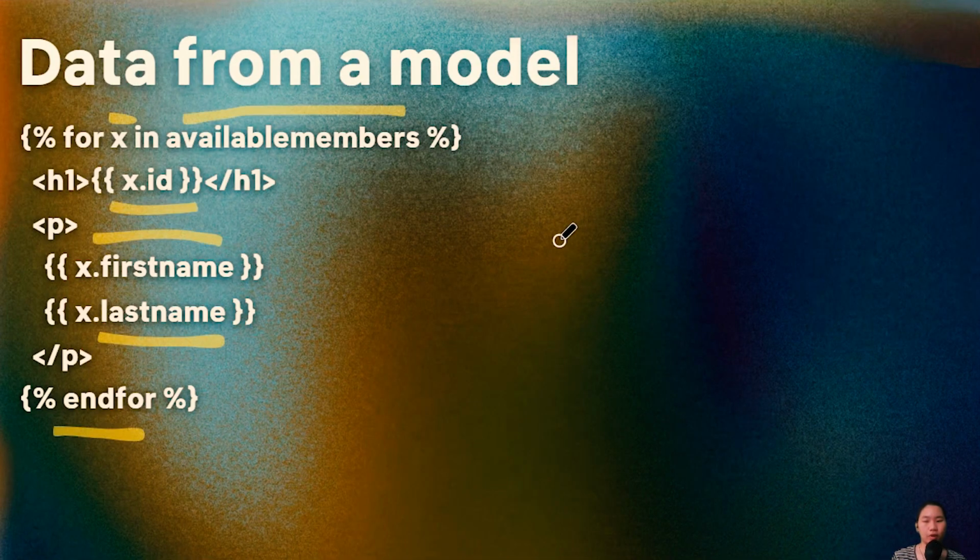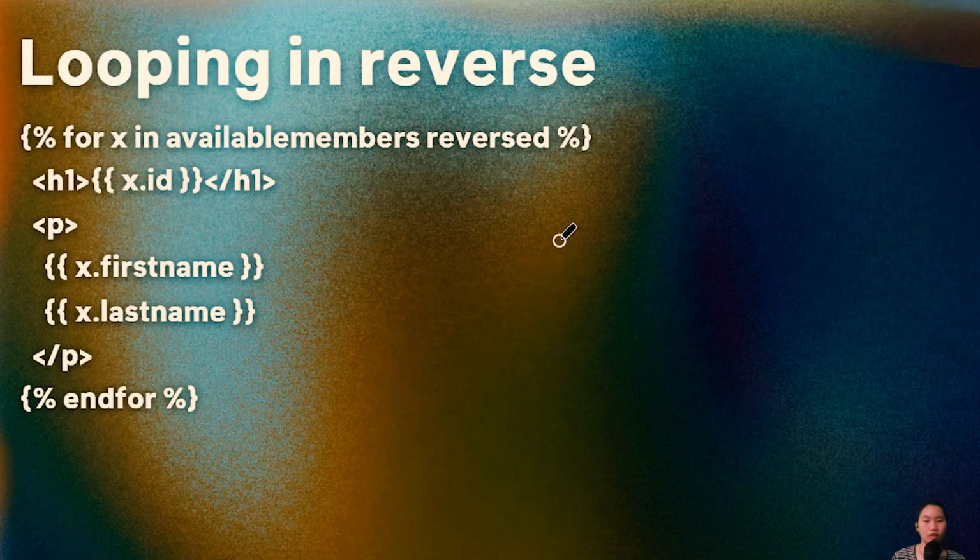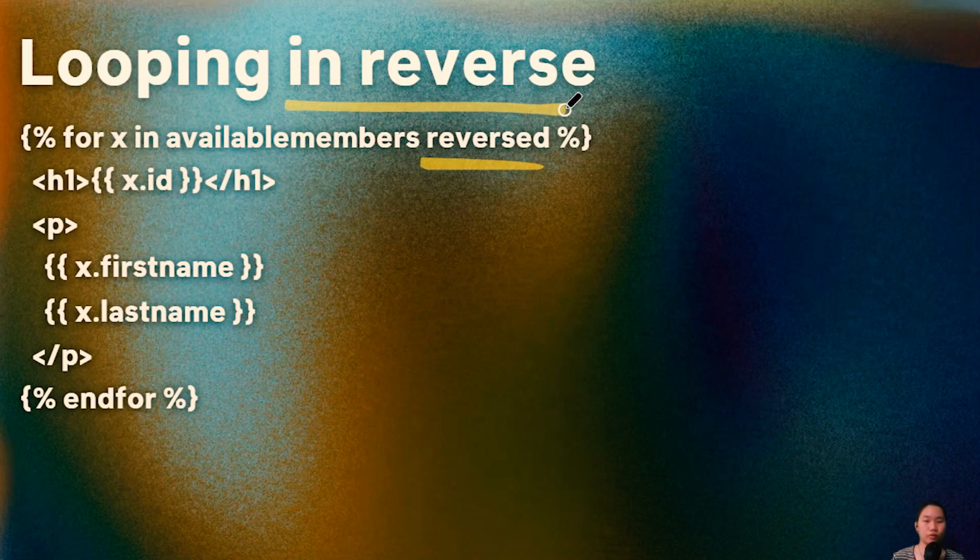Now, looping in reverse is very easy to do. If I move back and forth like this, you can see the only thing that's been added is the keyword reverse. It's very straightforward. You simply need to put reverse and it'll loop in reverse.